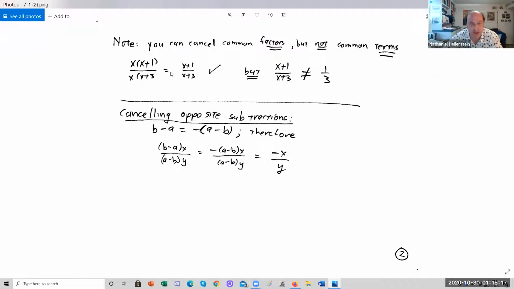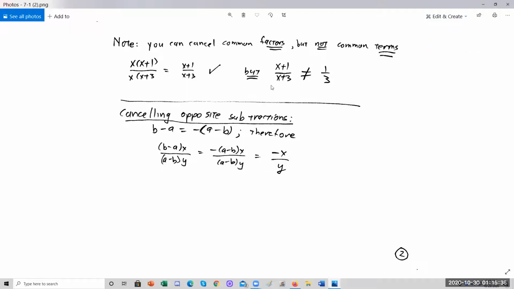Now, there's a common problem here. You can cancel common factors. Okay, here we have x plus 1 over x plus 3. The x's can cancel. So, common factors.